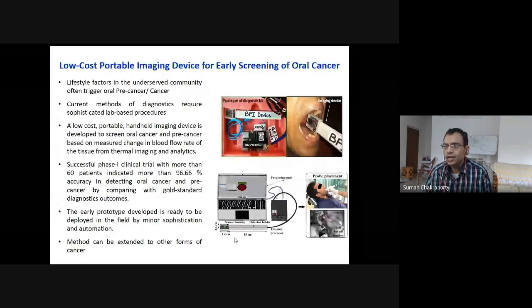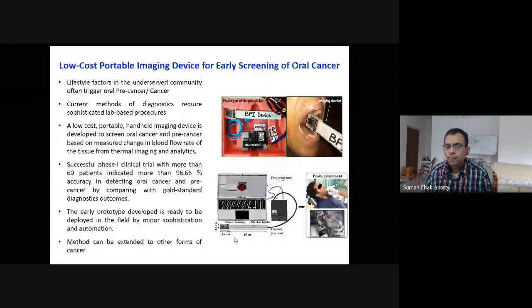The technologies that I have mentioned so far are based on body fluids. I will try to conclude with one technology which, rather than being body fluid dependent, is body signal dependent. Oral cancer is a curse in the rural community. It is often triggered by lifestyle factors, typically tobacco chewing, and the current methods of diagnostics require sophisticated lab-based procedures.